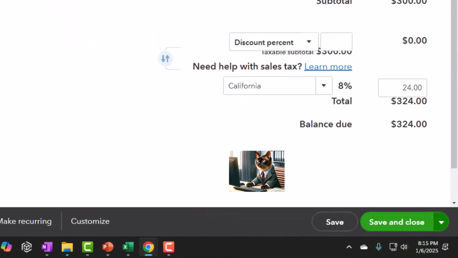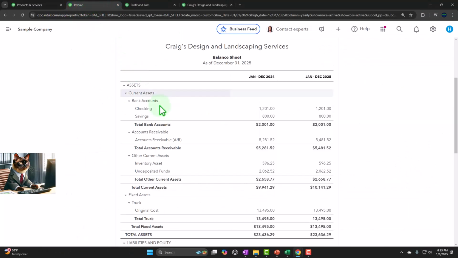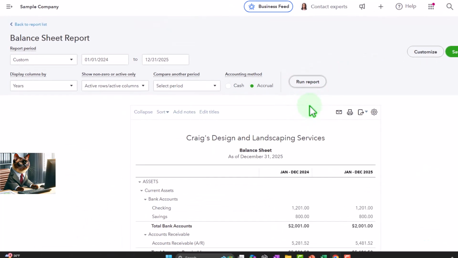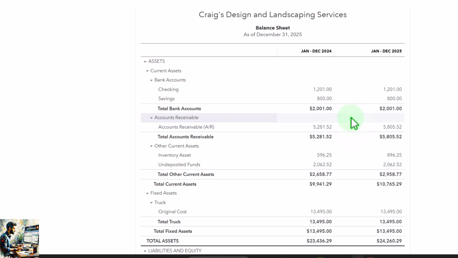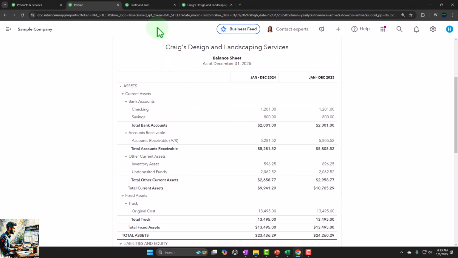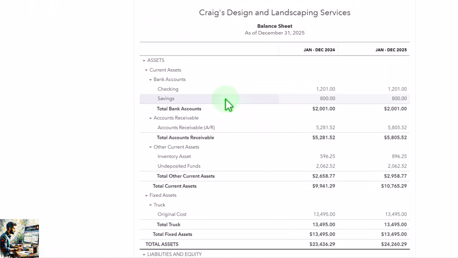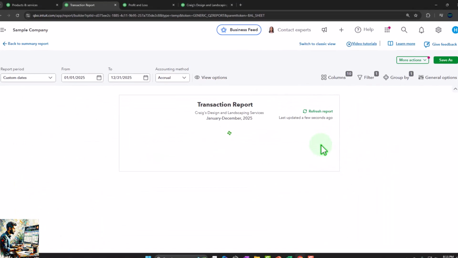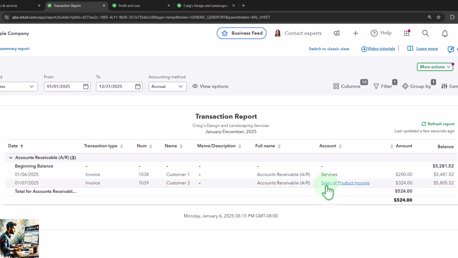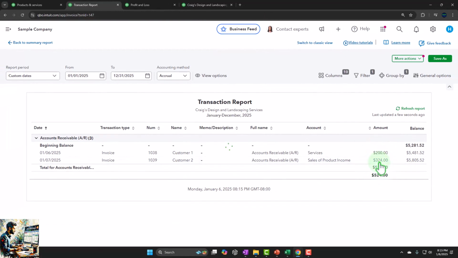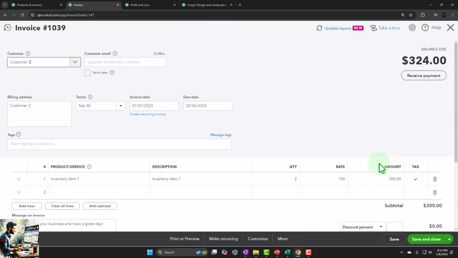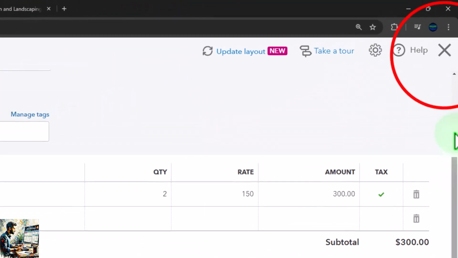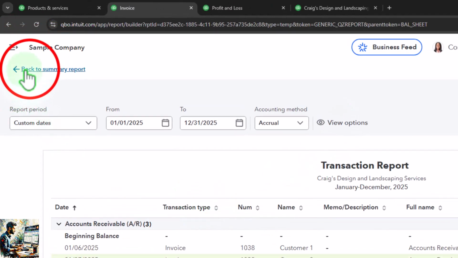So if I save it and close it and I go to my balance sheet, run it, and we go in, is that my balance sheet? Yeah, it is. Let's go into the accounts receivable. And what do we got? There it is, customer number 2. There's the invoice. It's on there for $324. That's the full amount, including the sales tax, closing that up, and then going back.